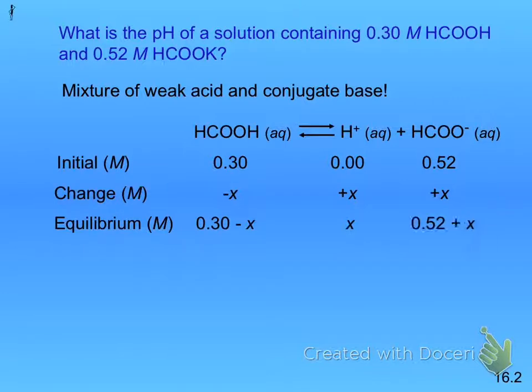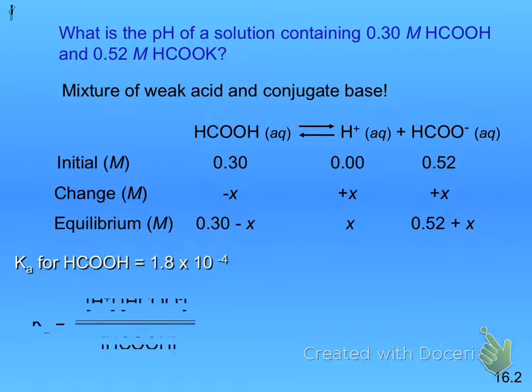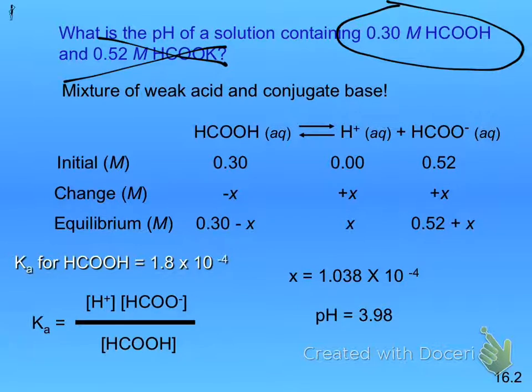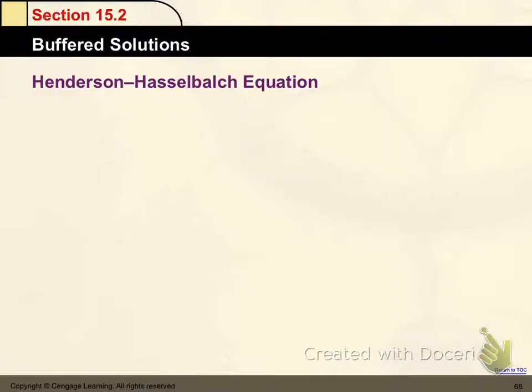Let's find some equilibrium concentrations. There's a little bit of a difference there too. Our Ka for this stuff is 1.8 times 10 to the negative fourth. And then we can go ahead and write the law of mass action for this particular process. We can solve for x, there it is, and then we can find the pH, and the pH is 3.98. Now, if you did the same exact problem, but take this stuff out of the equation, and just use that stuff right there, I think you'll notice that your pH is going to be lower, and that's because it's not a buffered solution.